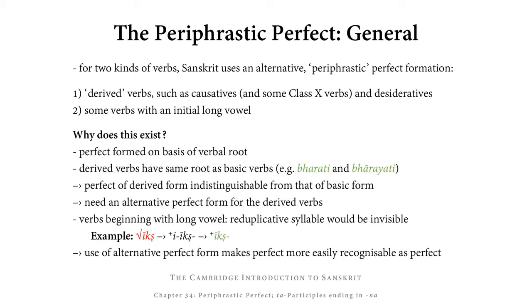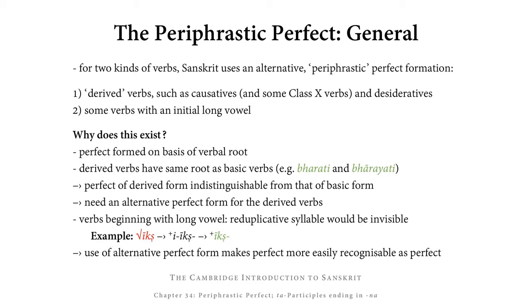Why would we need such an alternative perfect formation? Well, if you remember, perfects are formed on the basis of the verbal root. The root is reduplicated and then appears in guna, usually in the strong forms, and in zero grade in the weak forms. Derived verbs have the exact same root as their corresponding basic verbs. So, for example, bharati and its causative bharayati are both derived from the root bhr. Therefore, the perfect of a derived verb form would be indistinguishable from the perfect of the basic verb.